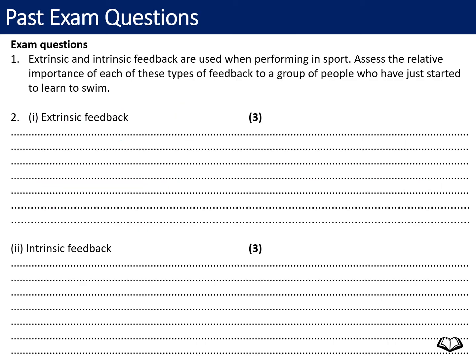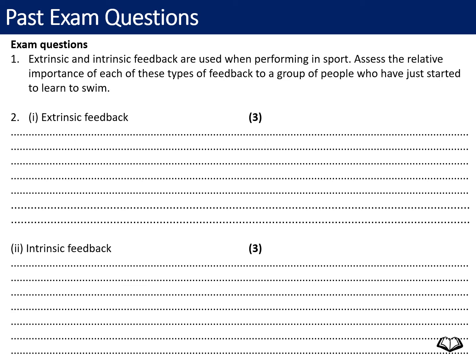So this is directly from a GCSE exam question. Extrinsic and intrinsic feedback are used when performing in sport. Assess the relative importance of each of these types of feedback to a group of people who have just started learning to swim. Now, there's a lot of information in this question that we definitely need to zoom in on. And if you think about, first of all, what is it asking you to do?